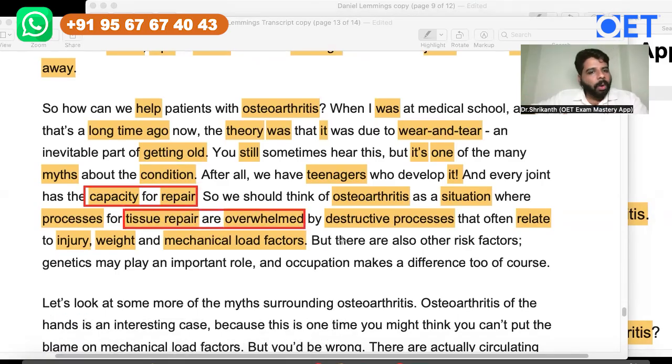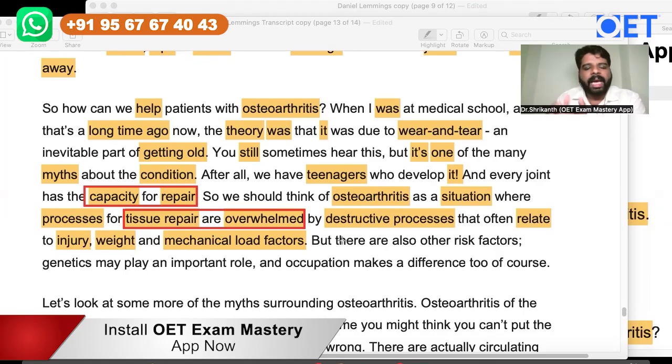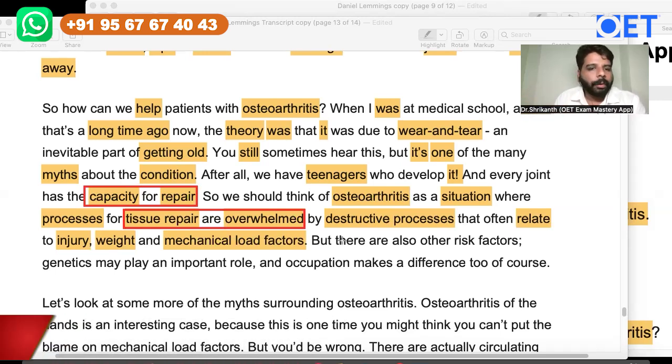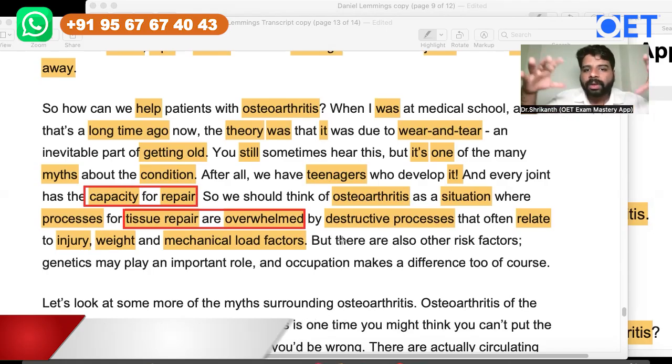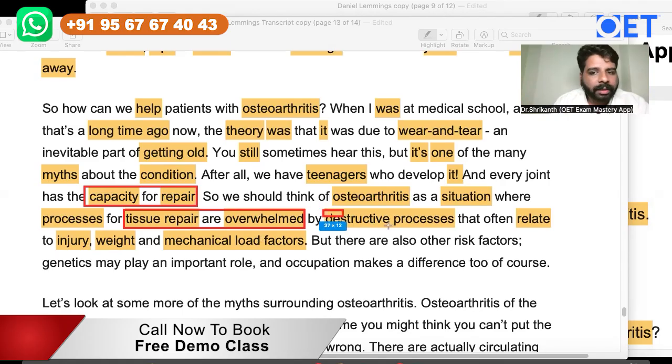Okay, that means the body is trying to heal. That means we have a patient who is having osteoarthritis. Every joint in his body is trying to repair itself. Tissue repair is trying to happen, but unfortunately, the body is overwhelmed. The patient's body is not able to repair itself because it is dealing with so many problems. It is overwhelmed by destructive processes.